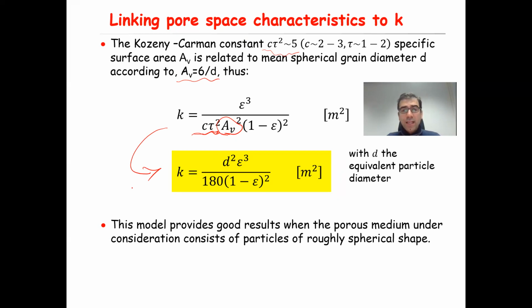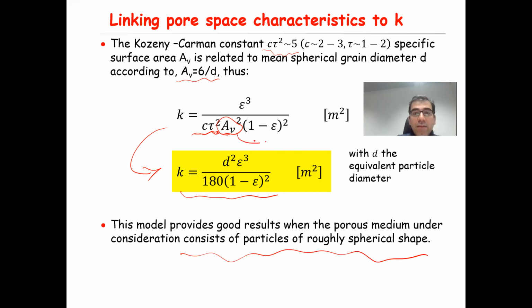Here you have to pay attention that this equation works well when you can assume that the medium under consideration consists of particles of roughly spherical shape. Why is that? Because instead of Av we wrote 6 divided by d, and that is valid when you're dealing with spherical particles. So using this equation, you can relate the permeability to the particle diameter and the porosity of the porous media.